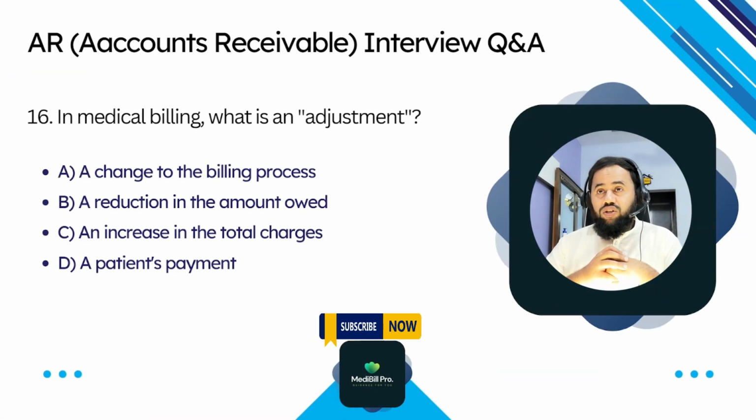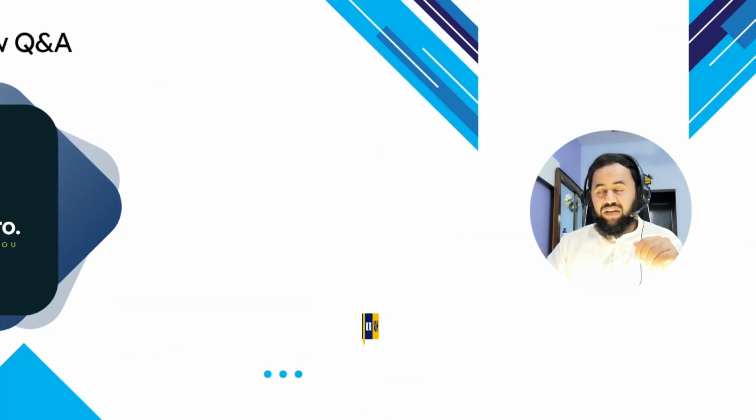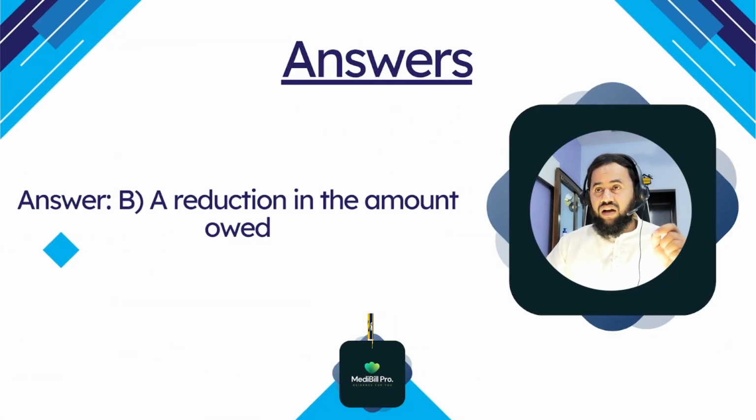So the next one is in medical billing. What is an adjustment? What does adjustment mean in medical billing? Option A, a change to the billing process. Option B, a reduction in the amount owed. Option C, an increase in the total charges. Option D, a patient's payment. So what does that mean? It just means a reduction in the amount owed.